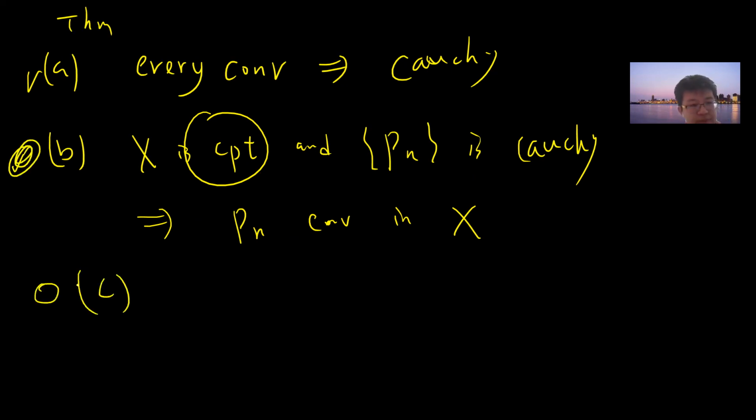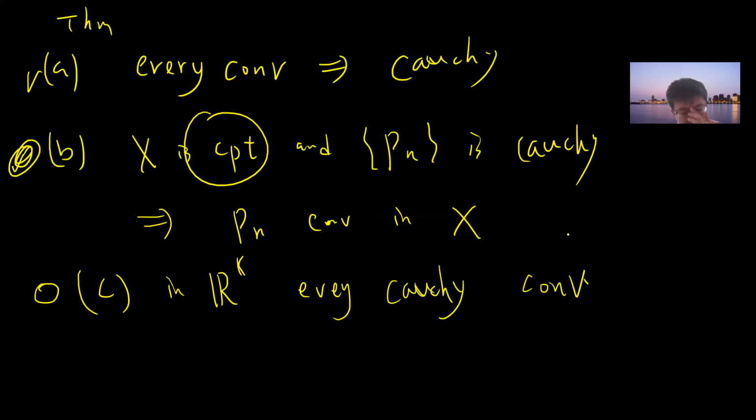And third, in R^k, a Euclidean space, every Cauchy sequence converges. This is the most important part. Let me just quickly prove it. We already proved the first statement, right? So let's quickly prove that B implies C. I think it's trivial, right?